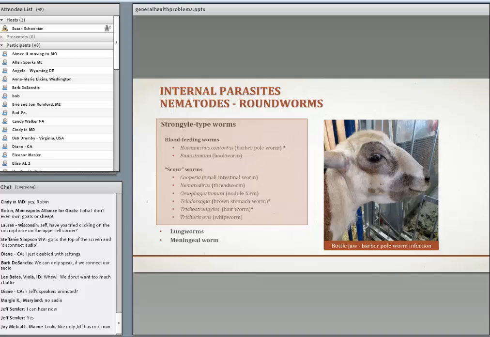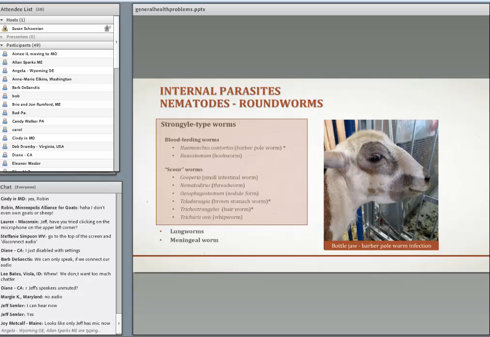And then what they call in the UK scour worms are the worms that cause more of the digestive problems or the digestive symptoms. There's a list of six of these, and really there's only two that we tend to worry about in terms of their numbers or whether they are pathogenic. That's the brown stomach worm and the hairworm. Also realize that lungworms and meningeal worm, which is the deer or brain worm, are also roundworms.